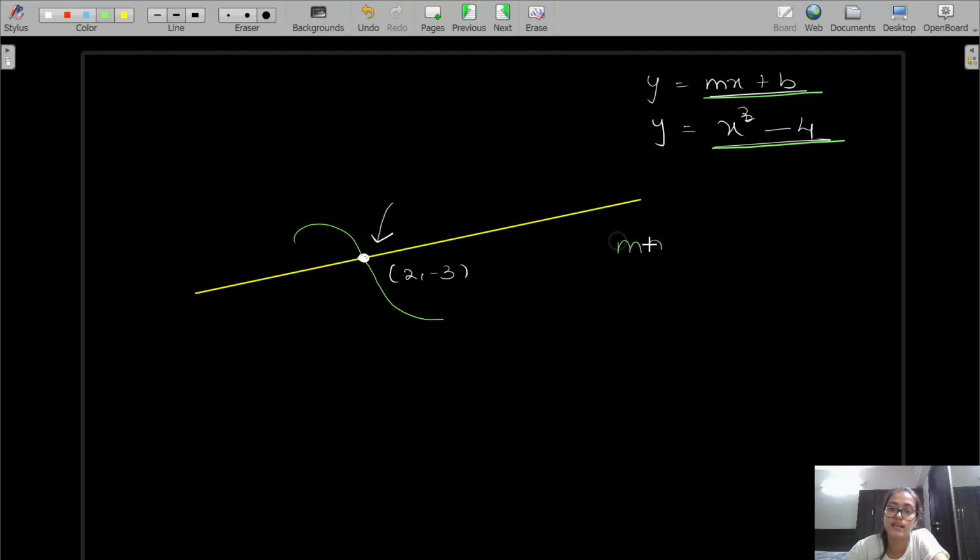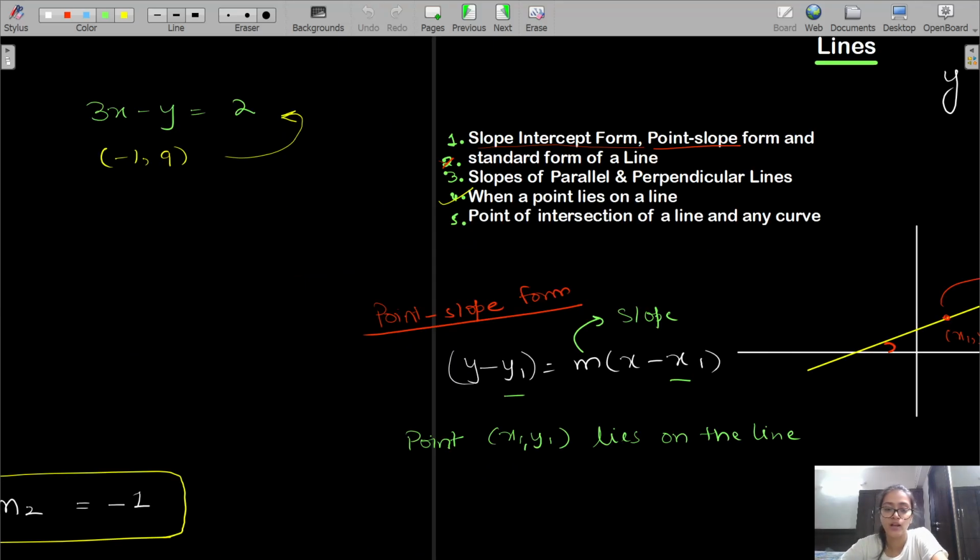So we will set mx plus b equal to whatever the curve is, x cube minus 4 or whatever it is, and we will solve for x with this equation. And whatever value of x we get, we can substitute it in any of the equations to find the value of y. So that's it for this video.